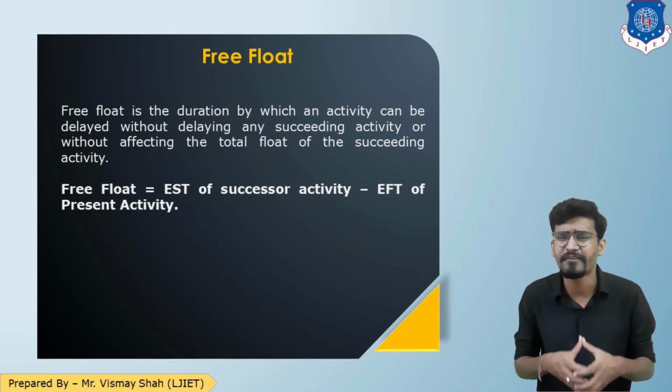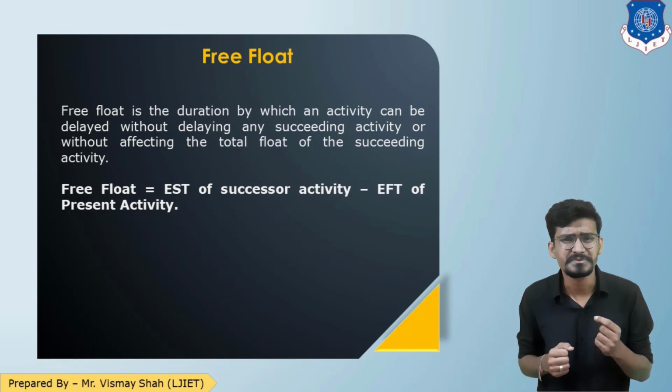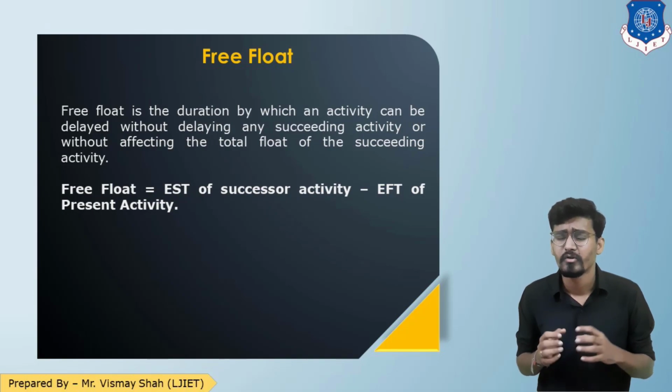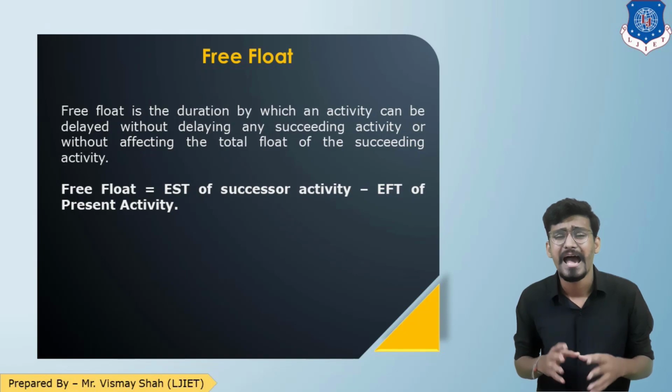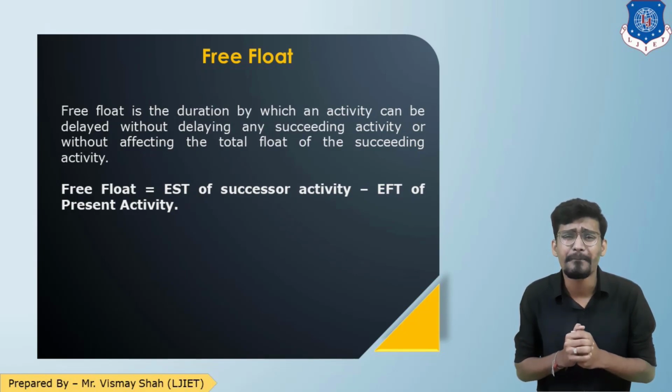Now, to find out the free float of the network or the activity, the formula is EST of successor activity minus EFT of that particular activity. Formula for the free float is EST of successor activity minus EFT of that particular activity. I'll be clarifying how to find the total float and free float while we are doing the numerical. So have patience. Next is independent float.